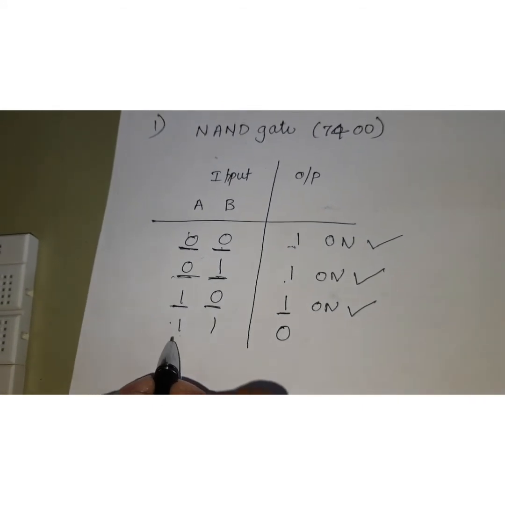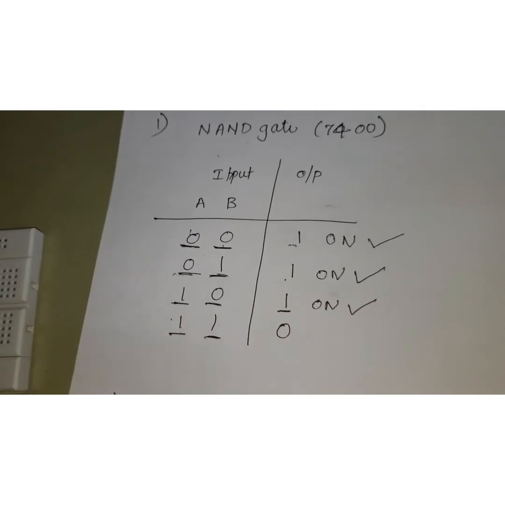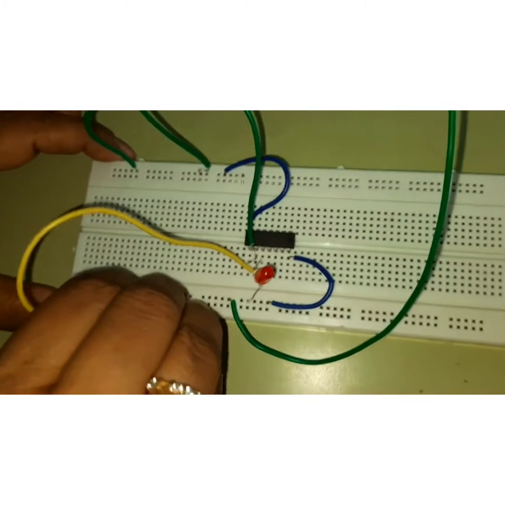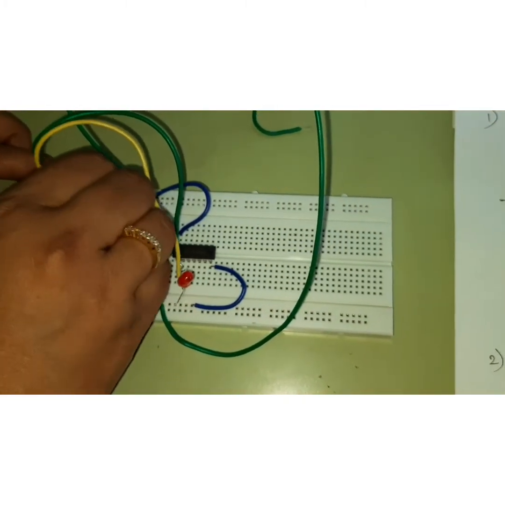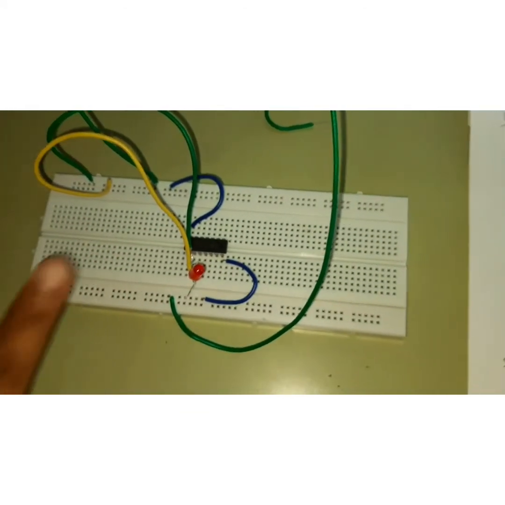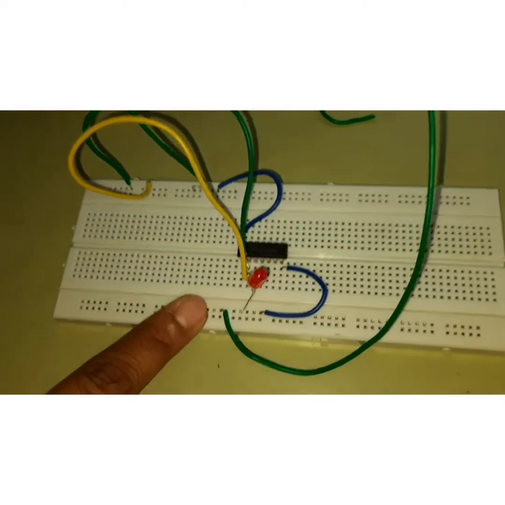And now the last state, A and B both should be at 1, and we will check for this state. So for this I am going to connect. A is already at 1 and B was at 0. I am going to connect it to VCC. So both are at 1. I will put on the power supply, and you can see LED is off.